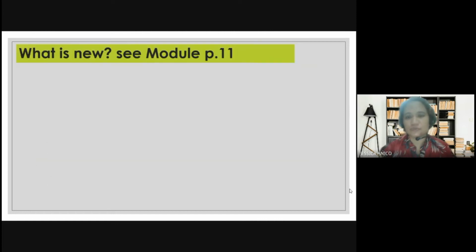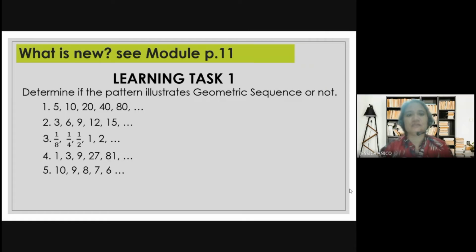What is new? In your module, page 11, we have the learning task 1. So in learning task 1, we will determine if the pattern illustrated is a geometric sequence or not. As of now, you don't have the idea on how to identify if the given sequence is a geometric sequence or not. Given this example, I will discuss how it can be identified.